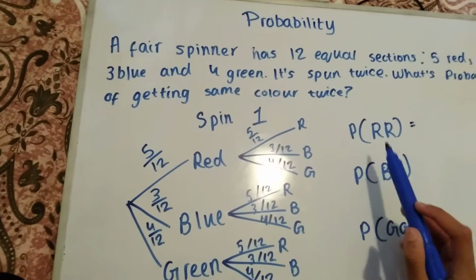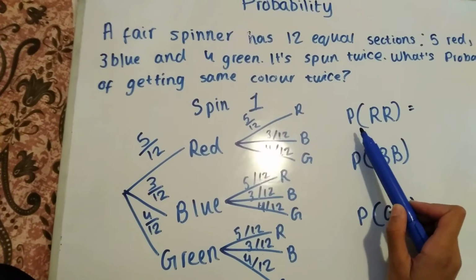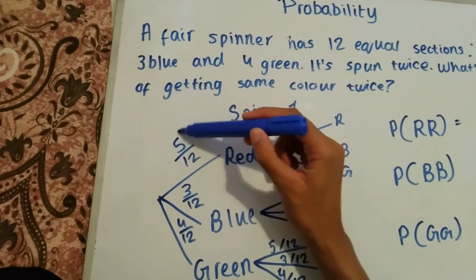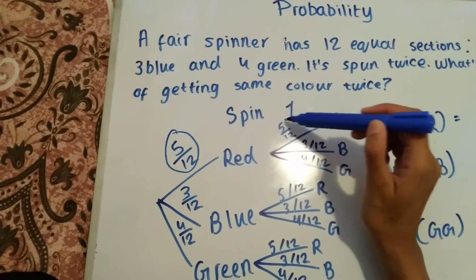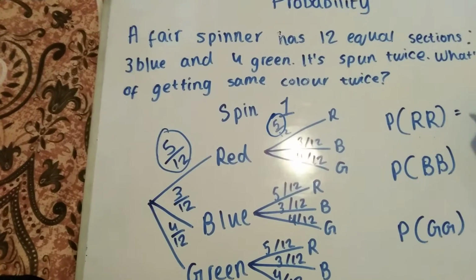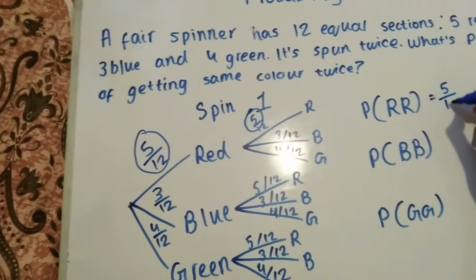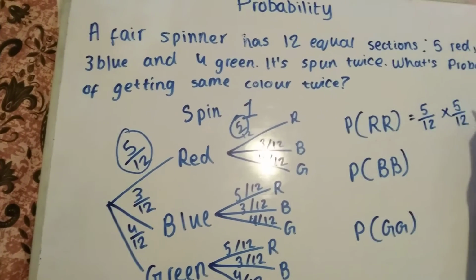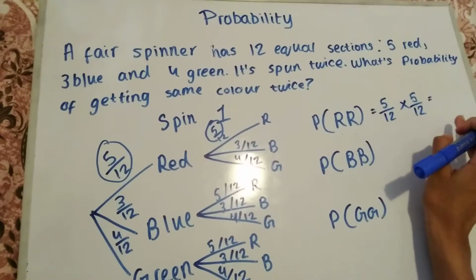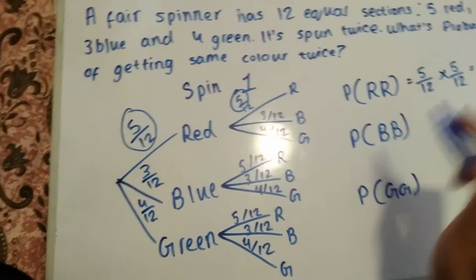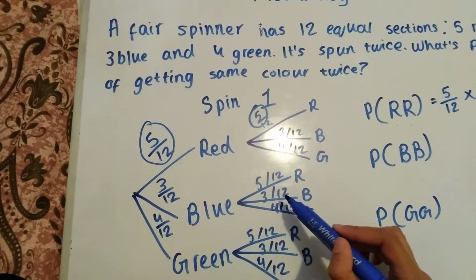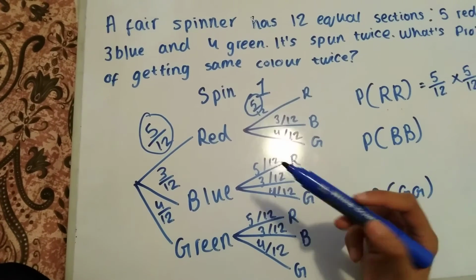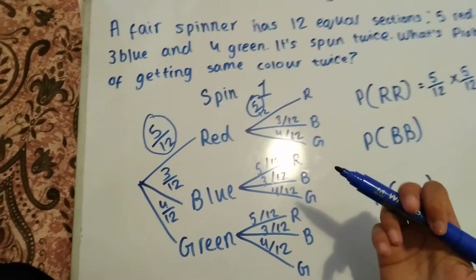So what we're going to do is we're going to get the probabilities of red and red. Well, the first probability of red is 5. The second one is also 5. So we're going to have 5/12 times 5/12. We're not going to work that out yet, we're just going to leave it. And also, try not to simplify probabilities when you have them in the tree diagram, because sometimes they might come in a non-calculator paper and it'll be harder for you to multiply.